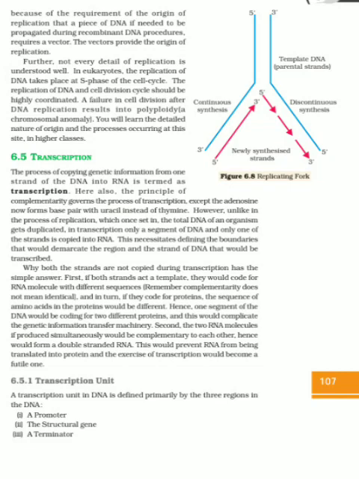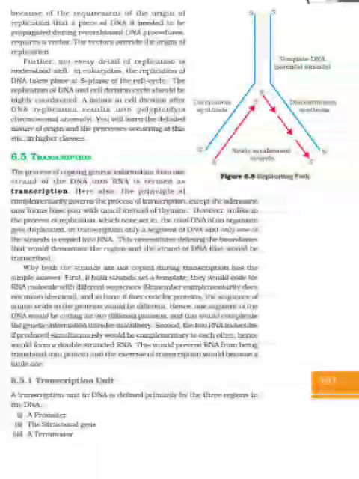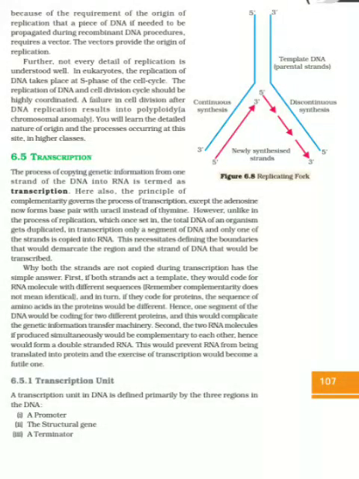Transcription. The process of copying genetic information from one strand of DNA into RNA is termed as transcription. Here also, the principle of complementarity governs the process of transcription, except that adenosine now base pairs with uracil instead of thymine. However, unlike in the process of replication, which once set in, the total DNA of an organism gets duplicated, in transcription, only a segment of DNA and only one of the strands is copied into RNA. This necessitates defining the boundaries that would demarcate the region and the strand of DNA that would be transcribed.